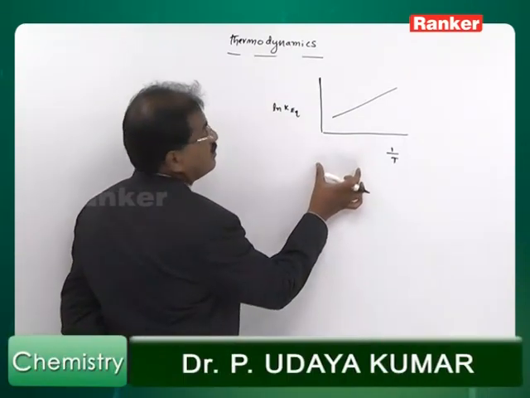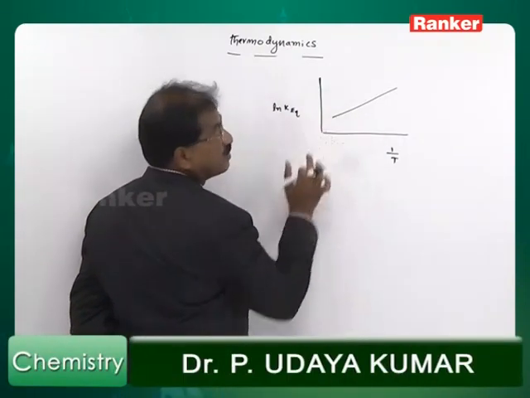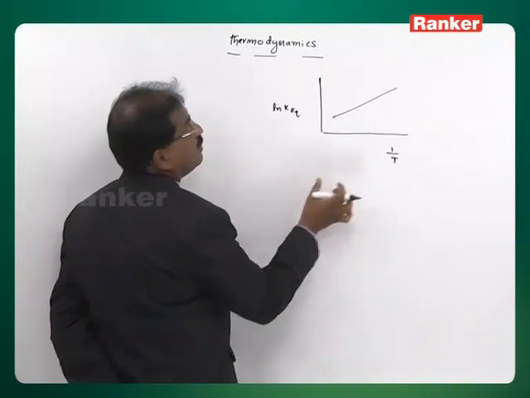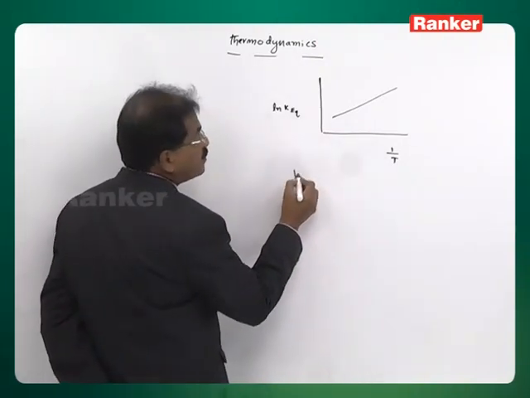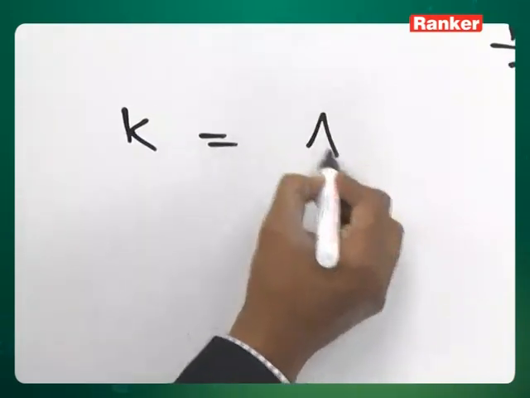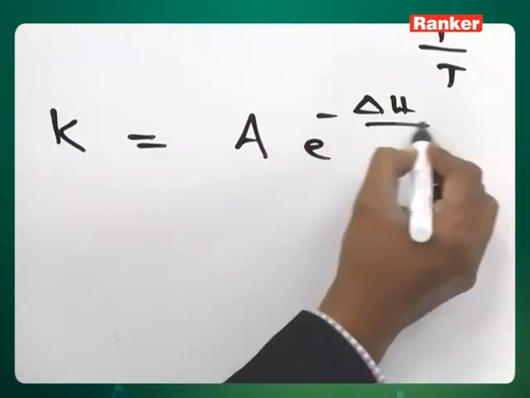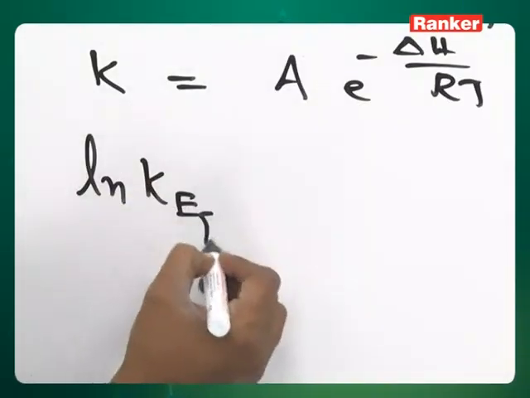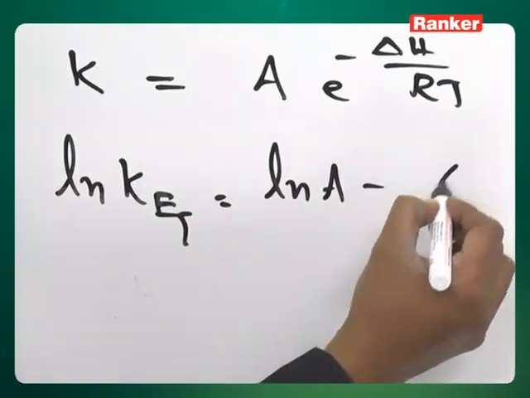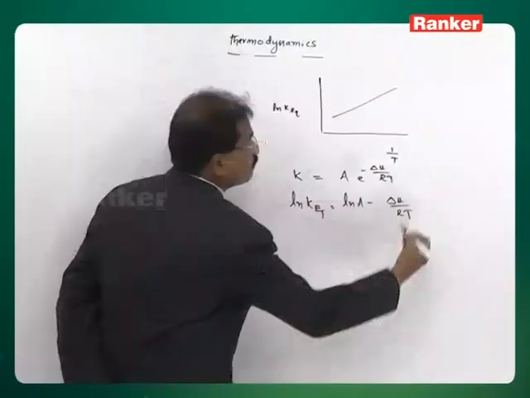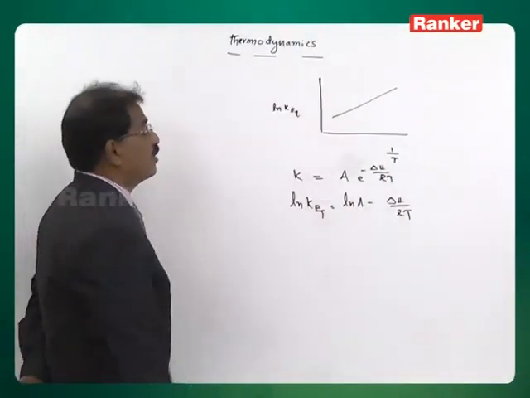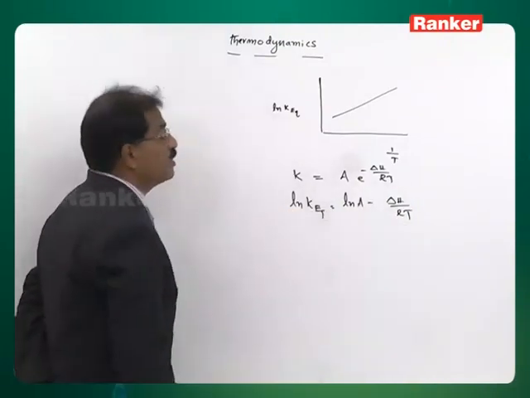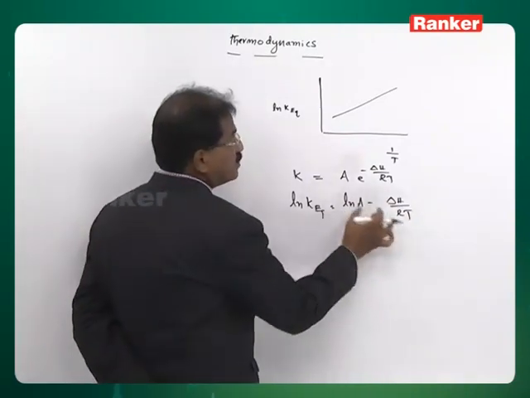So, first let us discuss the mathematical expression related to this graph. In this equilibrium chapter, we might have studied that the relation between the temperature and equilibrium constant can be expressed through this one. K is equal to A into e power minus del H upon RT. Now, we take the logarithm on both sides. ln K equilibrium is equal to ln A minus del H upon RT. Now, this expression resembles y is equal to minus mx plus c.